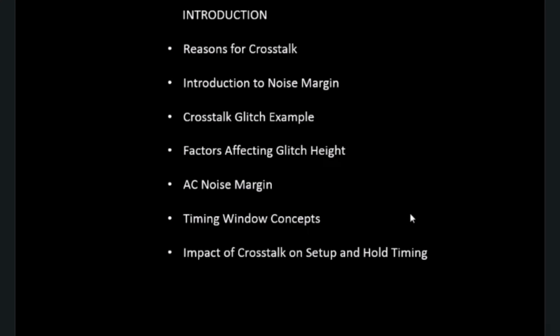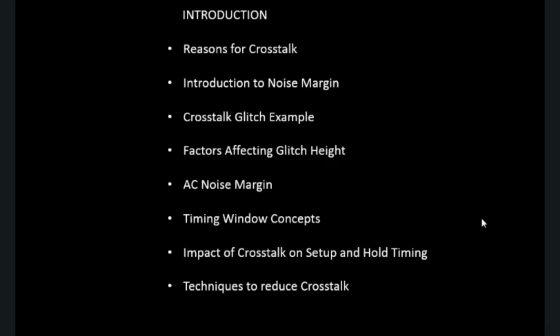Next, we'll be looking into the impact of crosstalk on setup and hold timing. Crosstalk by itself also creates two kinds of problems. One is the noise, and the second one is the delta delay. So there's something called delta delay. It basically impacts the delay of a cell. So over here we'll be looking into how it impacts the delay of the cell, and how it actually impacts the setup and hold timing. Those things we'll be covering under this particular topic.